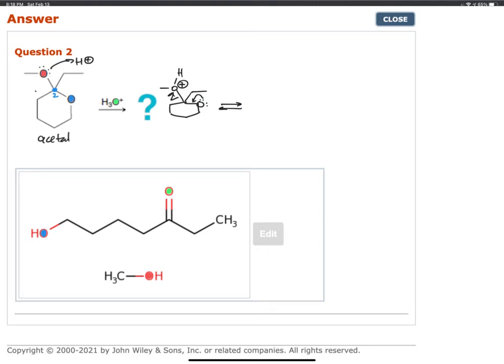So you can see immediately that's where we form the methanol. Now we form this oxonium ion, and so I'm going to draw a resonance form of that. And so this tells us that's an electron-deficient carbon, so we are in the presence of water from the hydronium, so that will attack.